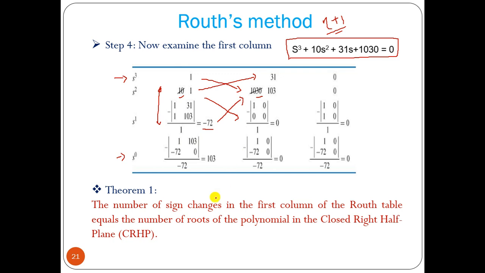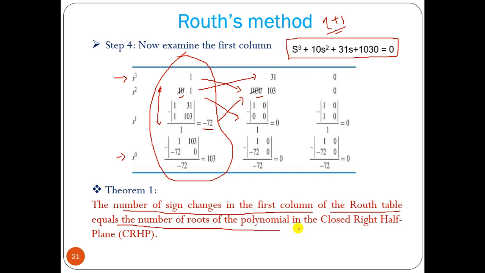Okay, now from that what you have to do? How can we find out the stability criterion? The stability criterion states that the number of sign changes in the first column is the main factor. If in the first column there are sign changes, the number of sign changes of the first column of the Routh table equals the number of roots of the polynomial in the closed right half plane. That means the poles are present in the right half of the S plane. So we have to look for sign changes in the first column.